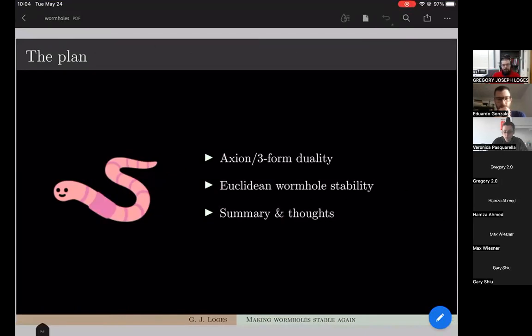It's a very brief overview of where we'll go. I'll remind you of the duality between axions and three forms in 4 dimensions, emphasizing some of the key points that will show up later in the talk. Then we'll turn to the Euclidean wormhole solutions, which are well known, and I'll describe how we can analyze the stability in the 3-form picture rather than the axion picture. And then I'll conclude with just a brief summary and some thoughts where this will go in the future.